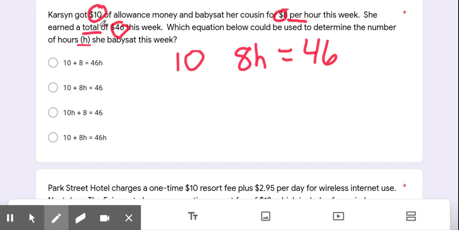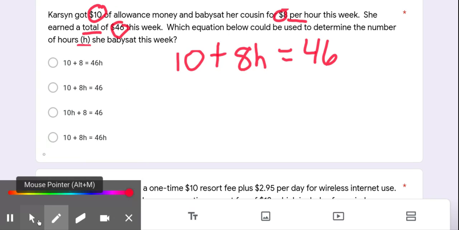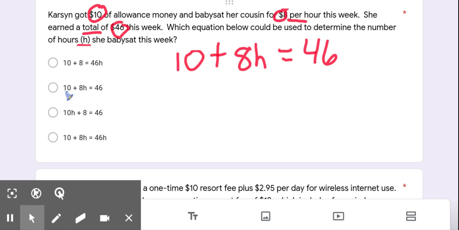So she earned a total of $46. Although it's an equal sign, it also means I need to add these two together, right? Because I can't have a total without adding. So I need 10 plus 8h equals 46. That's the one I want right here.